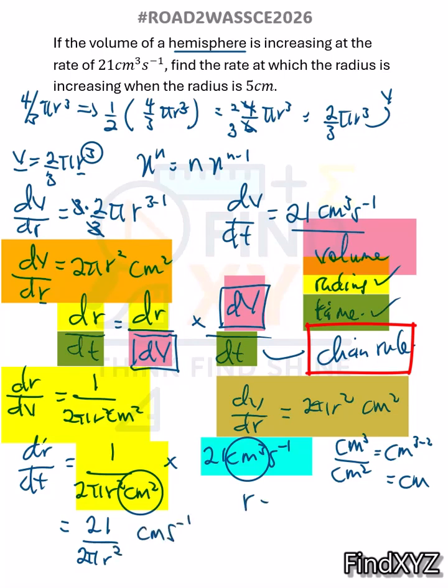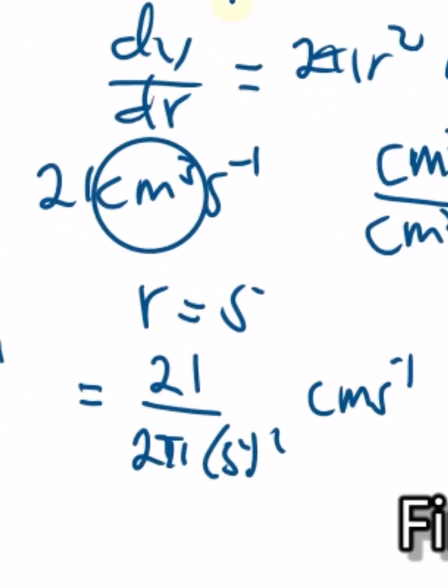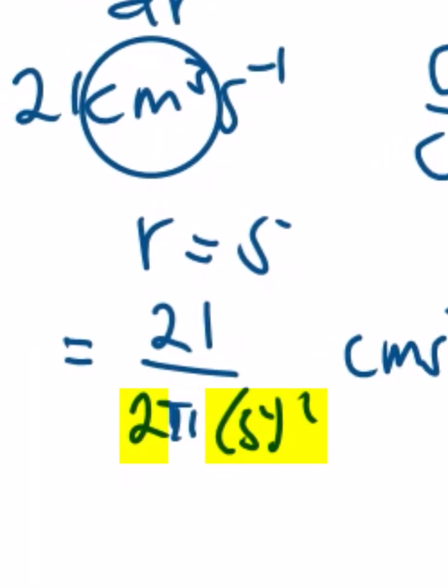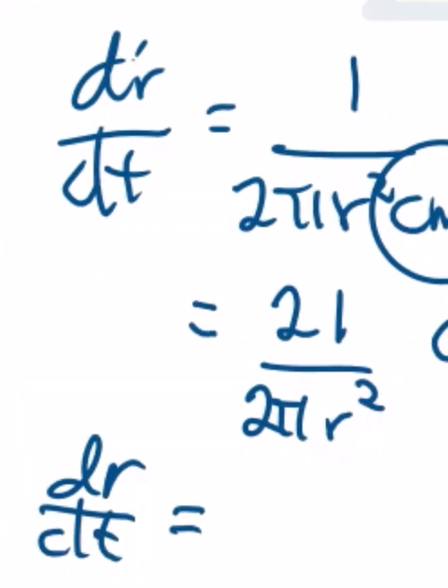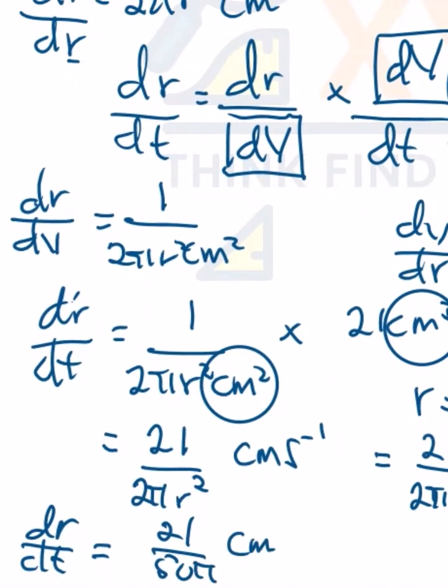However, we know radius is equal to 5. So it means that we have to substitute the value of the radius to know the rate at which the radius is changing when the radius is 5. So we'll just substitute that. So we are going to have 21 over 2 pi multiplying 5 squared centimeters per second. What are we going to get? 5 squared will give us 25. 25 times 2 will give us 50. So the dr/dt, when the radius is 5 centimeters, you are going to get 21 over 50 pi centimeters per second. This represents the rate at which the radius is changing when it is 5 centimeters.